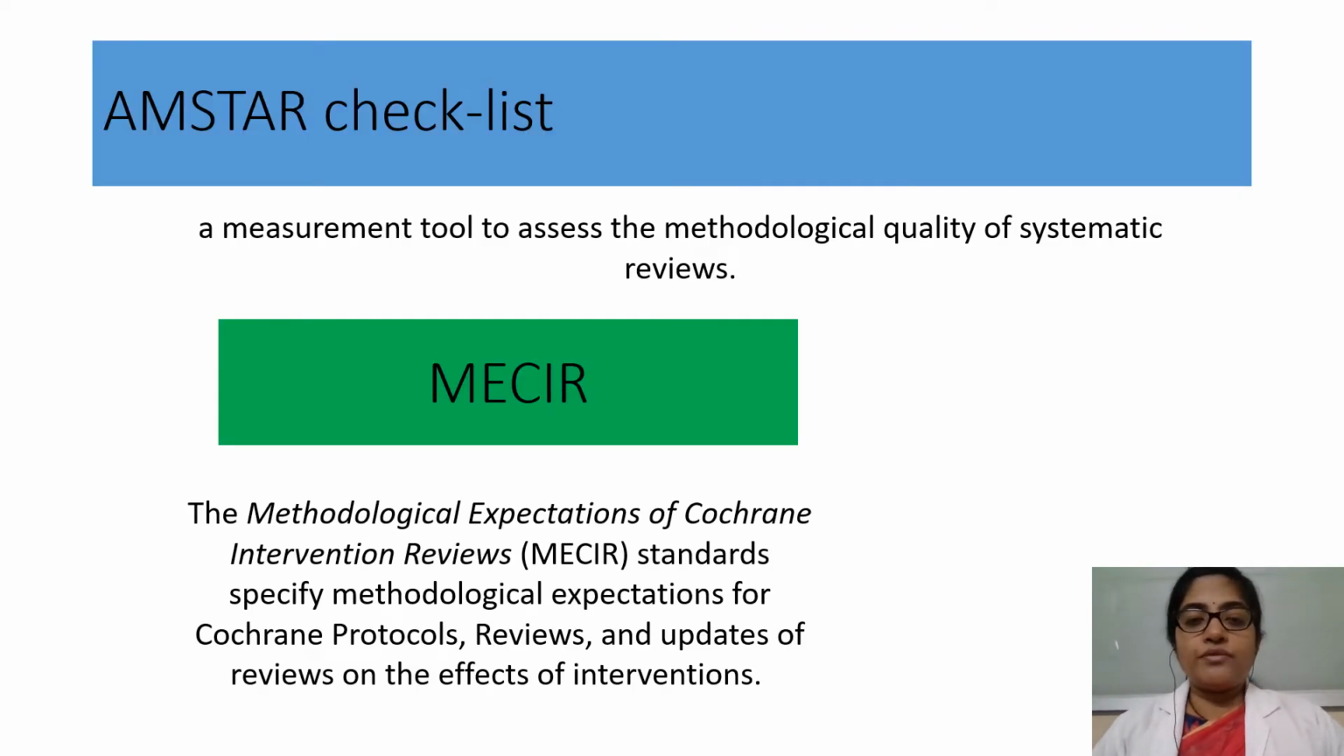There are certain tools which are available to measure the quality. The first is AMSTAR checklist. It is a measurement tool to assess methodological quality of systematic reviews. And MECIR, that is the Methodological Expectations of Cochrane Intervention Reviews standards, specify methodological expectations for Cochrane protocols, reviews and updates of reviews on the effects of interventions. So these checklists help us in critical evaluation and critical appraisal.